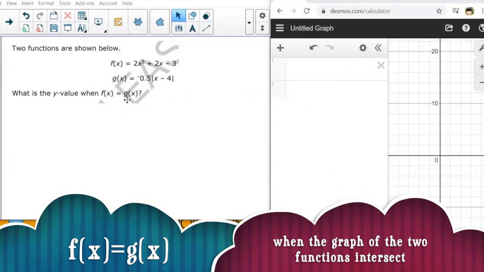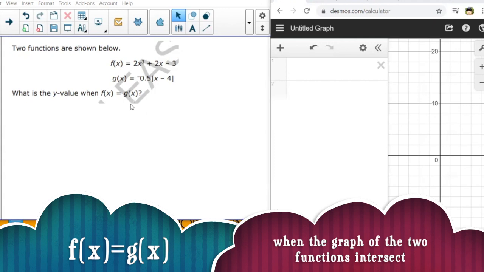This question, class, is actually telling us that we are comparing two functions. And when we say we are comparing two functions, class, we are just comparing the y values of the functions. So when we say f of x is equal to g of x, that means the y value of f of x is equal to the y value of g of x.